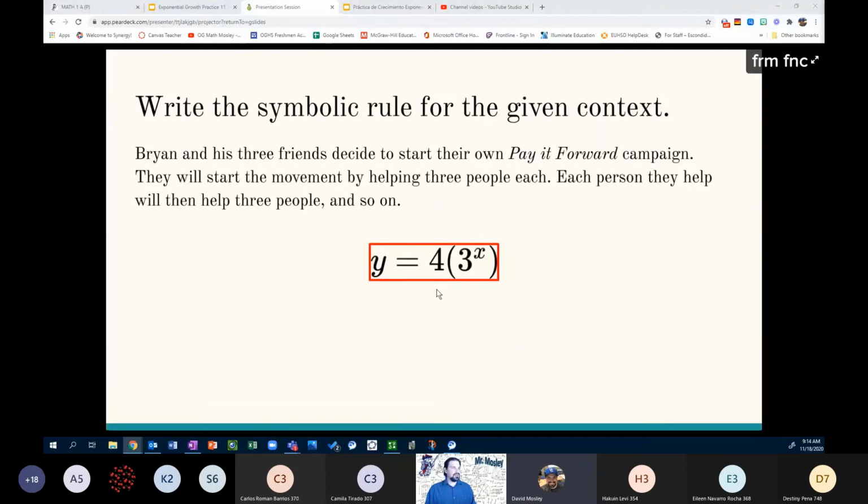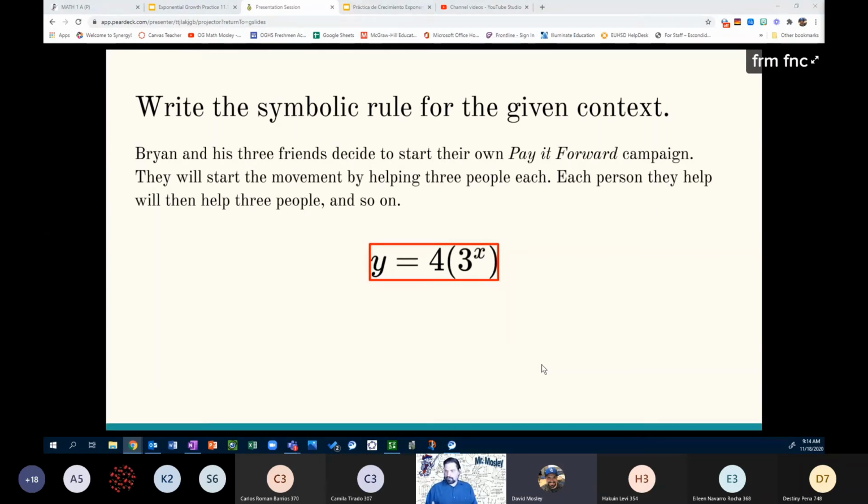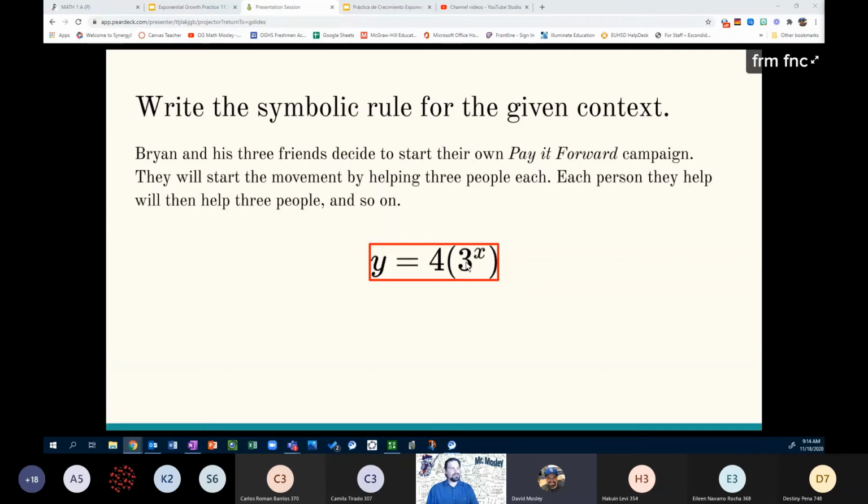We get this rule, right? We have a start value of 4, right? Brian and his 3 friends. The multiplier of 3, right? Each person helps 3 people.